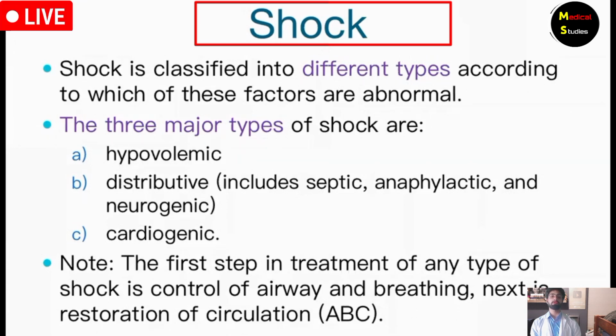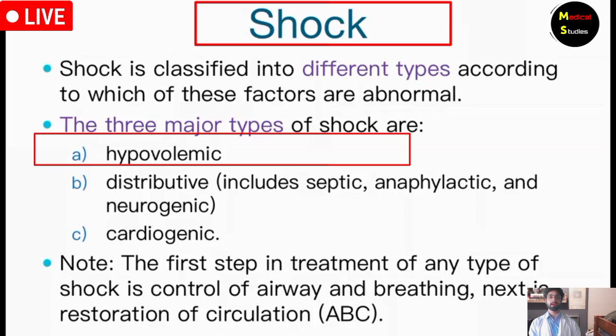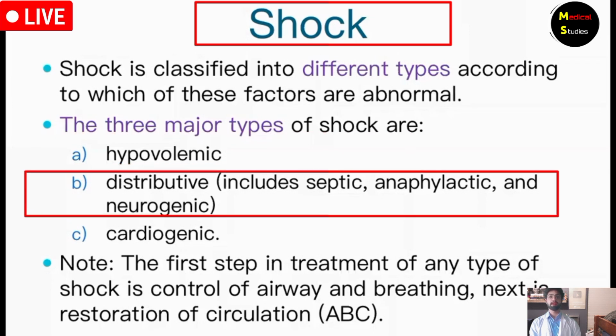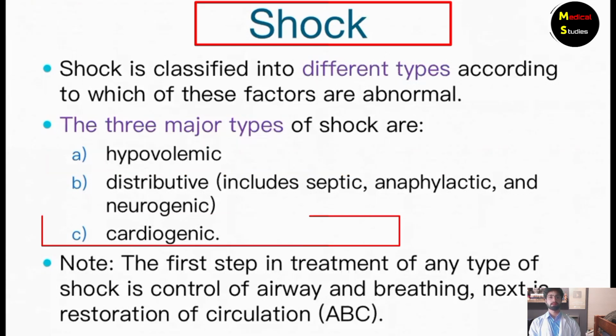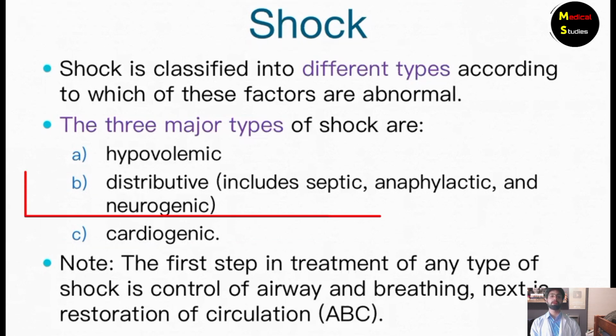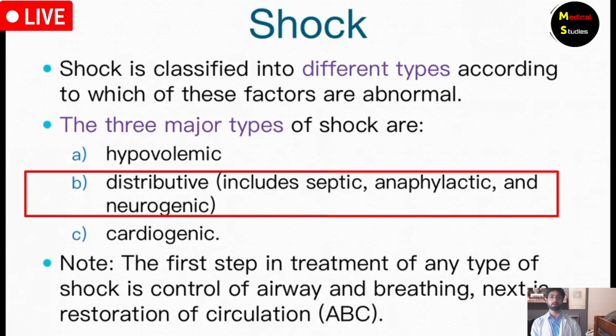These are one of the very common classifications. The three major types of shock are hypovolemic shock, distributive shock, and cardiogenic shock. Distributive shock includes three types, which are septic shock, anaphylactic shock, and neurogenic shock. Understand everyone? So these are the three major types of shock: hypovolemic, distributive, and cardiogenic.